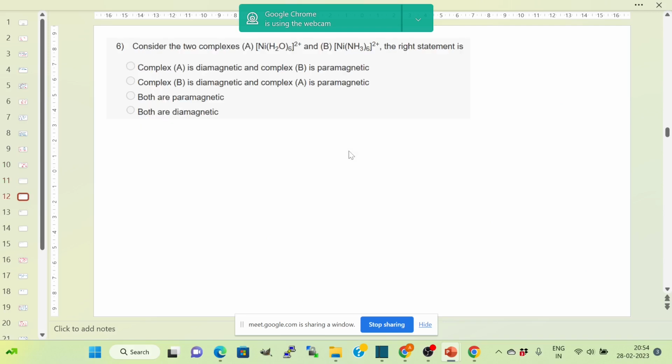So this one we already solved. Now, I think maybe we solved this question, I'm not sure, but anyway we will solve it again. Consider the two complexes [Ni(H2O)6]2+ and [Ni(NH3)6]2+. What is the right statement? Is complex A diamagnetic and complex B paramagnetic, or vice versa, or are both paramagnetic, or both diamagnetic? Please put in the chat box which is the right answer.